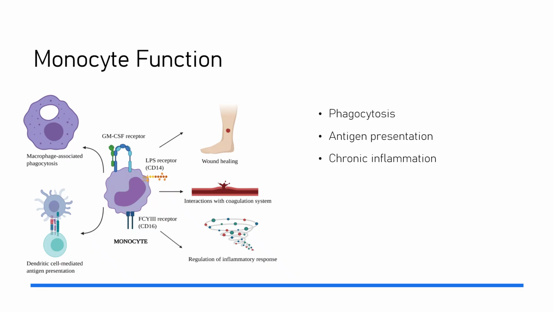Another critical function of monocytes and macrophages is antigen presentation. After engulfing a pathogen, these cells process pieces of that pathogen and present them on their surface to T lymphocytes. This interaction helps activate the adaptive immune response. So monocytes are really acting as a kind of bridge between innate and adaptive immunity.